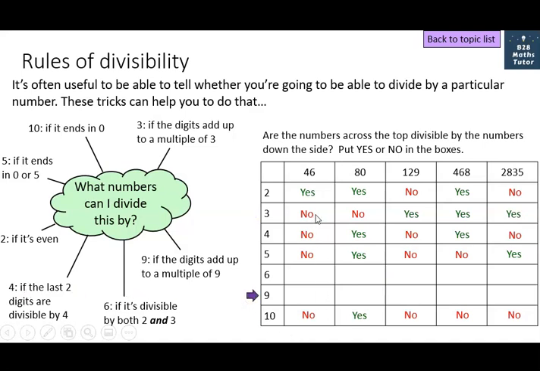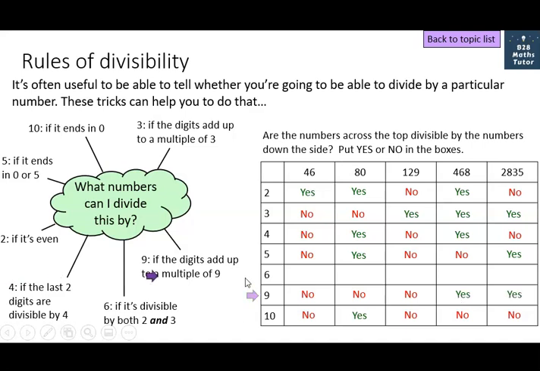If it's not divisible by 3, it's not going to be divisible by 9 either, because 9 is in the 3 times table. So the first one's a no, the second one's a no. 1 plus 2 plus 9 makes 12, which is a multiple of 3, but it's not a multiple of 9, so it's not in the 9 times table. But the other two, they both added up to 18, didn't they? And 18 is in the 9 times table, so those two are both yeses.